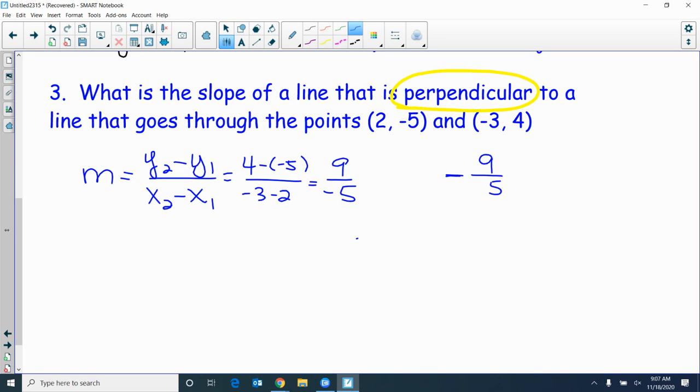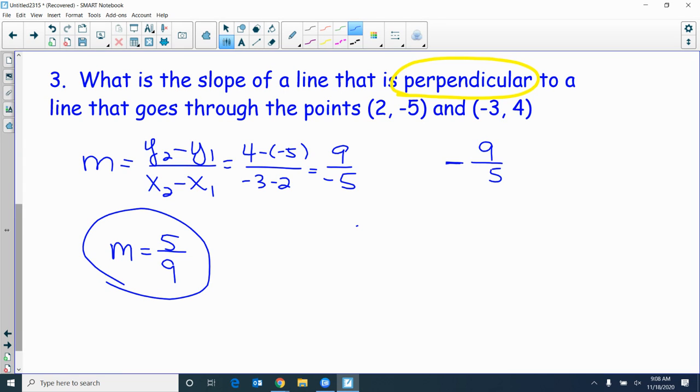So what's the answer to number 3? 5/9. That's what you told me. Okay, so you gotta read through it. You just see the word slope and those two points and you find the slope, and yeah, -9/5 is the slope of those two points. But when you read that problem, we need the slope of the line that is perpendicular to those. We gotta kick it up a notch.